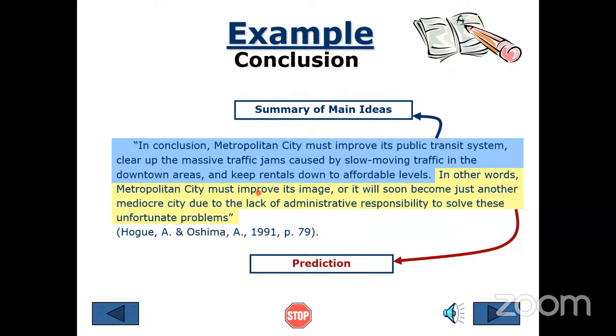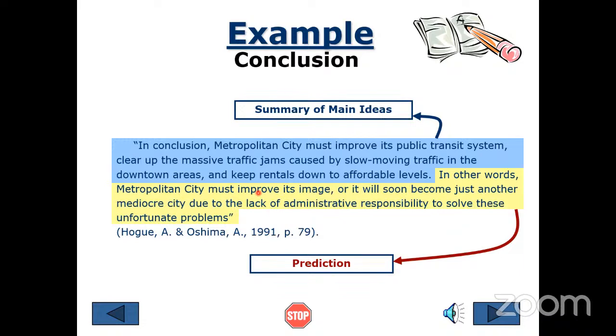Connector words are going to help us to finish, to connect some sentences. In this sentence, this is a summary of main ideas. In conclusion, metropolitan city must improve, or maybe you could write the most important part of the sentence. Okay, so then you're going to have a summary. In conclusion, metropolitan city must improve its public transit system, clear up the massive traffic jams caused by slow-moving traffic in downtown areas, and keep rentals down to affordable levels. I don't have something new.